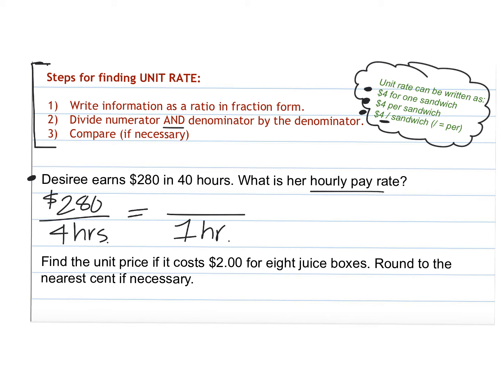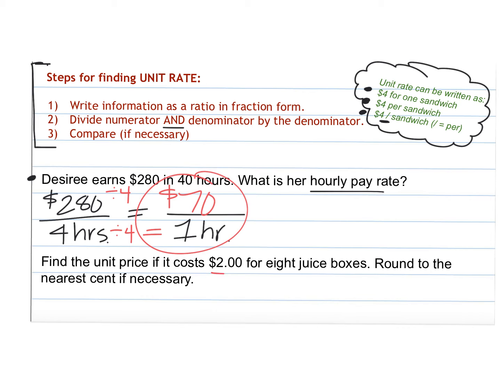So what we do, we can see that 4 divided by 4 is going to get me to 1. And we know that whatever we do to the denominator, we do to the numerator. So we take $280 divided by 4, and we get $70. So her hourly rate is $70 per hour.